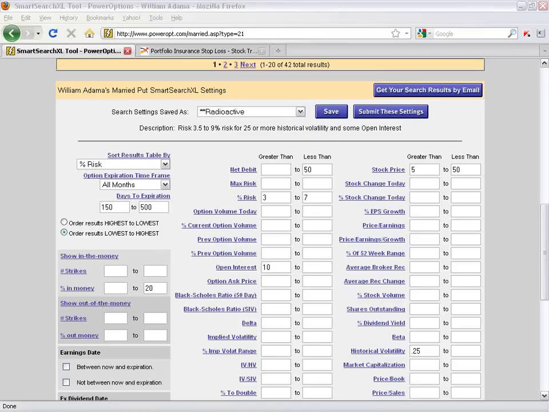Some of the things that I also discussed there is to have an open interest at least 10 times the number of contracts or shares you're planning on trading, and a volume today maybe of 5 times the number of contracts you're planning on trading. Okay.